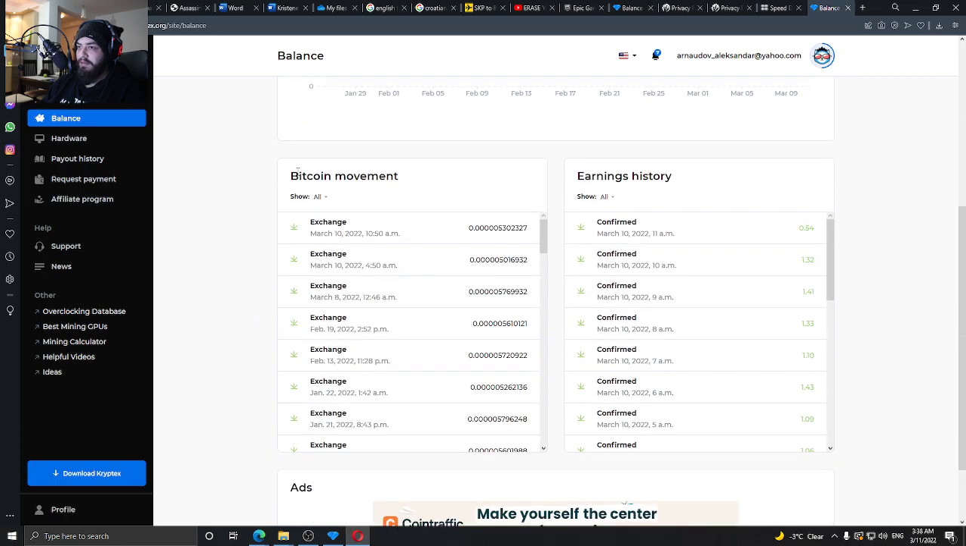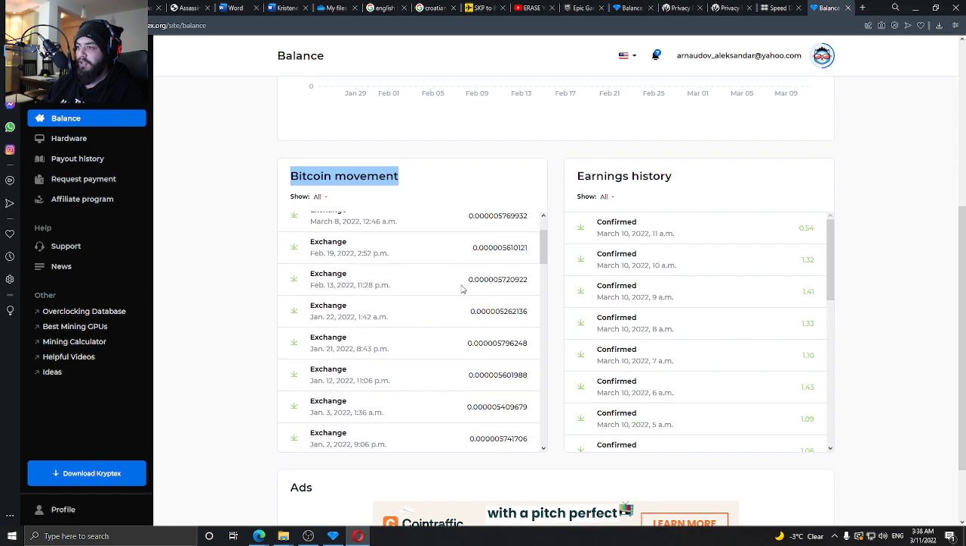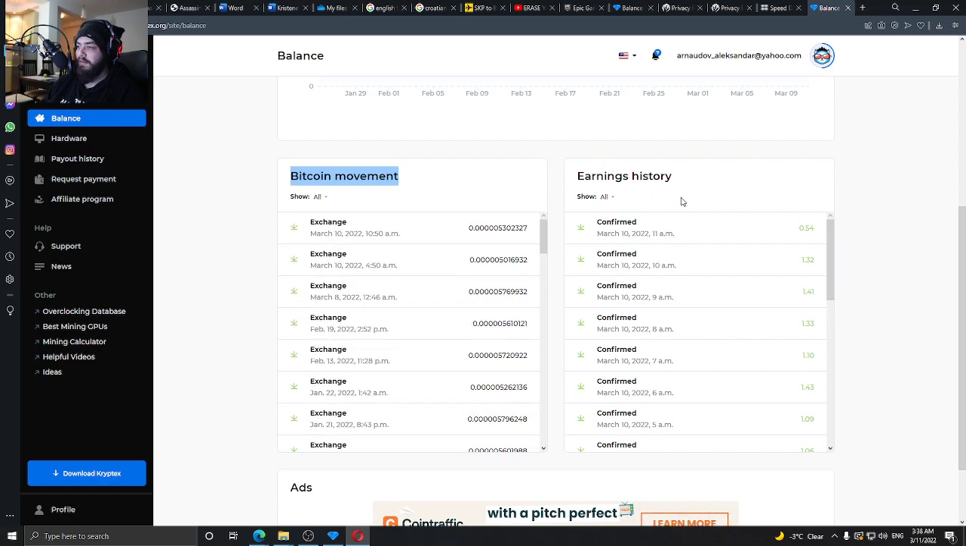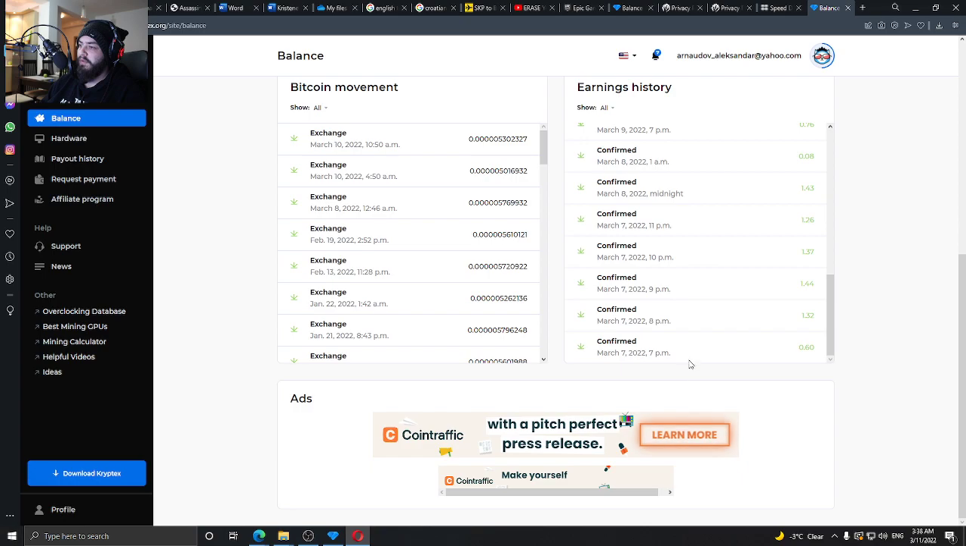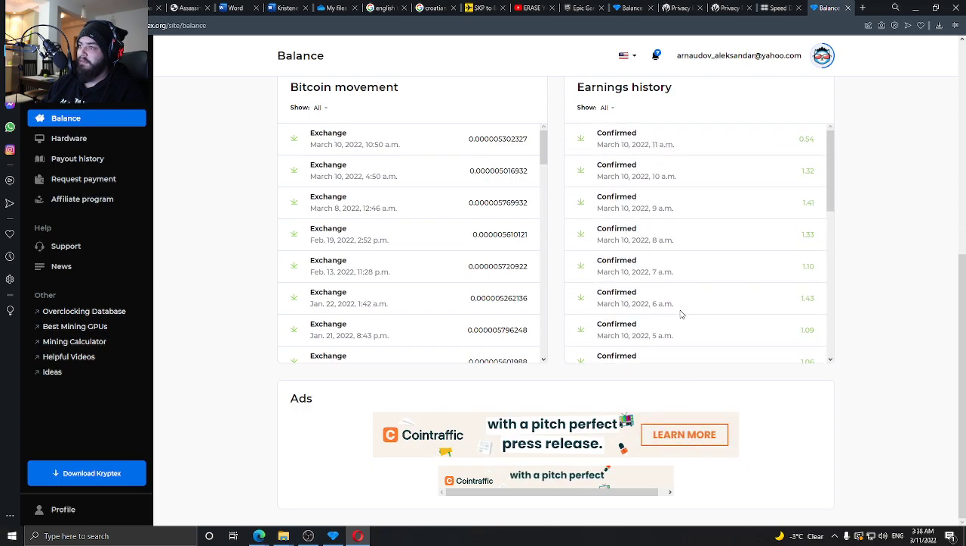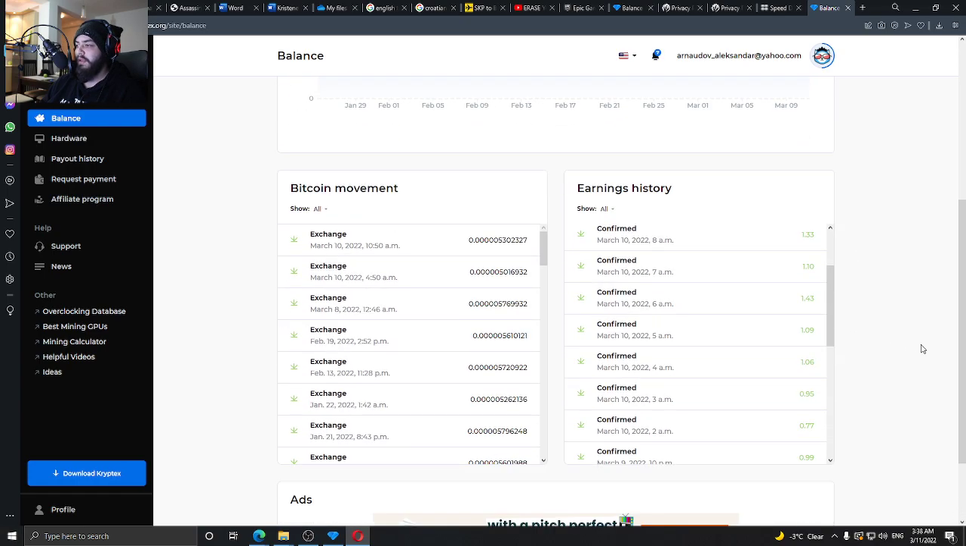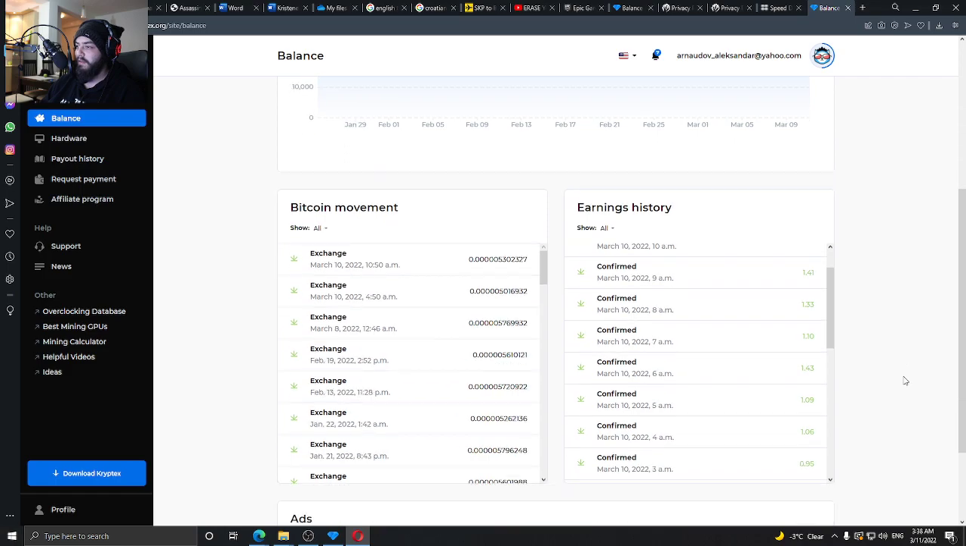And plus, this is the Bitcoin movement, how much it changed up and down, and this is how much you earn here. This is per task, okay? And the confirmed and the analyzed ones. So this is actually all the tasks that your computer makes. That's how you get paid, because your computer works.